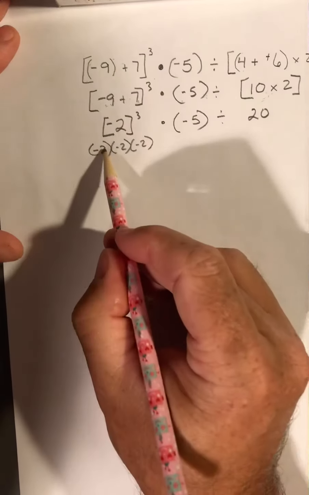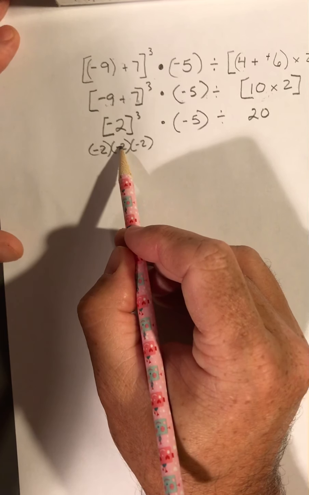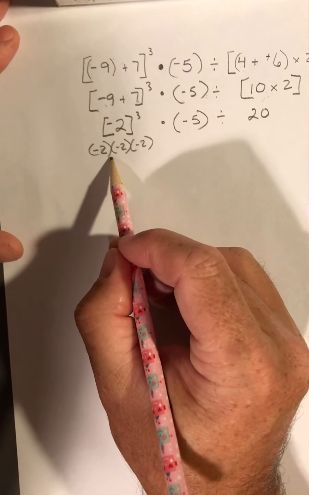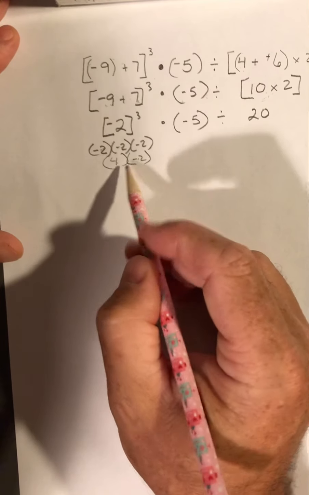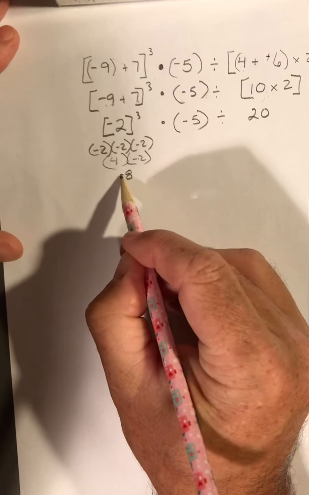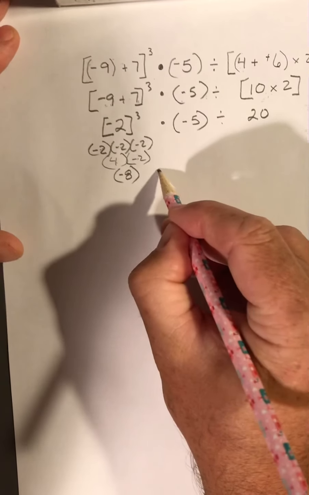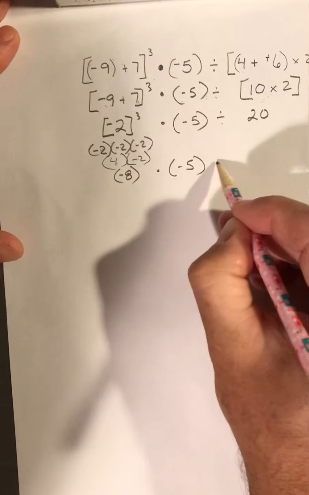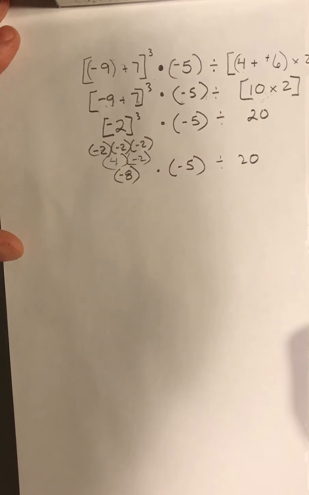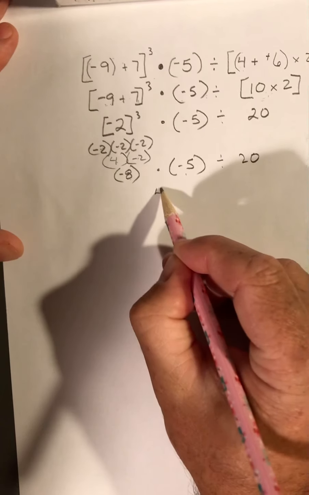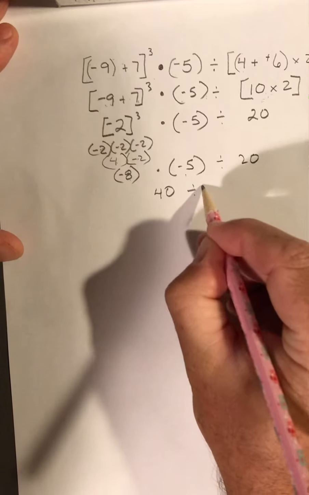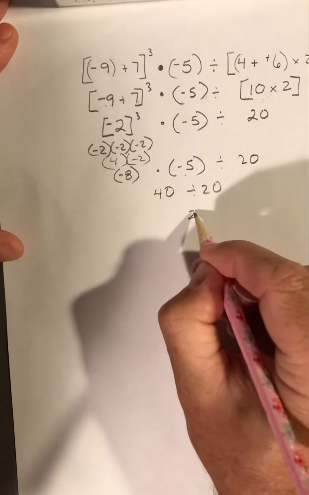All right? Well, if I do negative 2 times negative 2, and negative times negative is a positive, that's 4. And 4 times negative 2, that's a positive times a negative, that's a negative, so this is negative 8. So I got negative 8 times negative 5 divided by 20. All right, now I'm all down to multiplications and divisions. I don't even have any additions or subtractions, so I can just go from left to right. Negative times a negative, that's a positive, divided by 20, and 40 divided by 20 is 2.